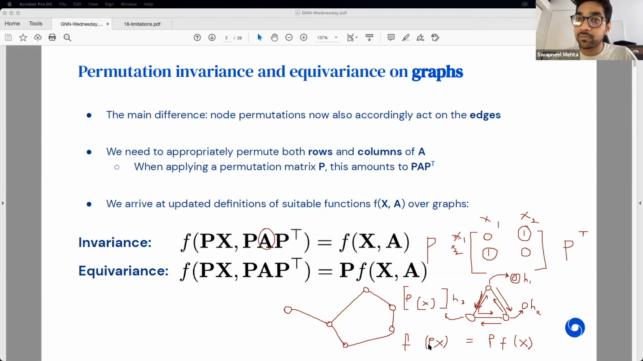By definition of f being equivariant, it will preserve h3, h2, h1 after being permuted. So this will still give you h3, h2, h1, and this will also give you h3, h2, h1. That is what we are saying. And if they are the same, then it will just be h1, h1, h1, and order doesn't matter anyway because all of them are the same value. Is this fair?